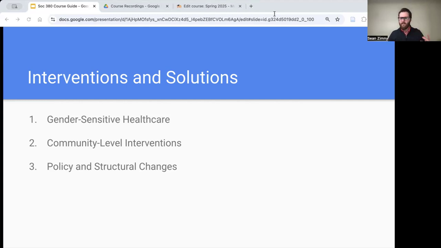And then number three, policy and structural changes. Advocacy for pay equity, parental leave, and expanded healthcare coverage can address economic and structural barriers to care as well. And then funding for research on gender-specific health issues, particularly for those underrepresented groups, again, like transgender and non-binary individuals.